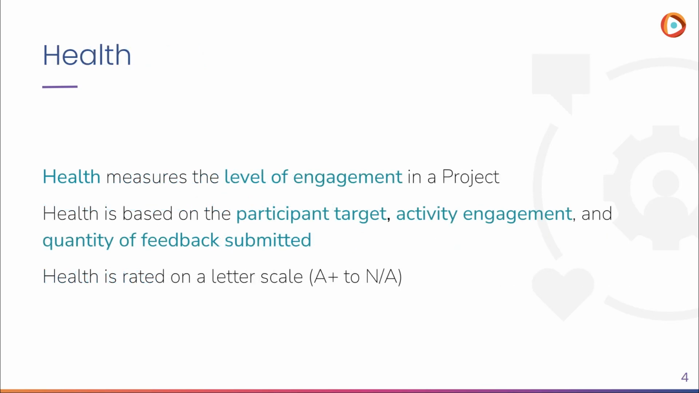So our first metric is going to be health. And health measures the level of engagement in a project. It's based on three things. We have the participant target. So how many testers do we expect to have in our project? It's also based on activity engagement. How many testers are actively completing all the activities that we've set out within an engagement phase? And then also the quantity of feedback submitted. So are testers submitting as much feedback as they can? Are they completing an activity for, let's say, the controllers feature, and then also submitting an issue, idea, or praise item along with that activity completion? So it's all those things together, really.